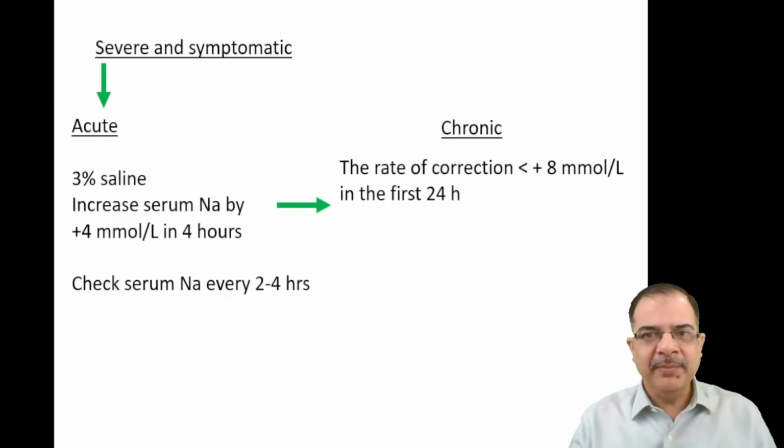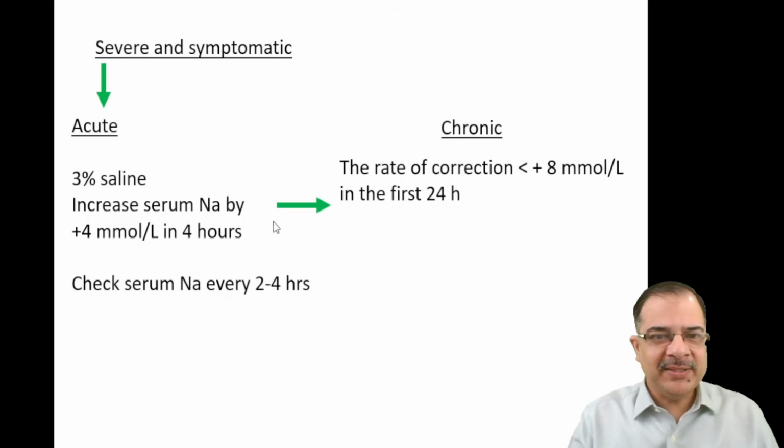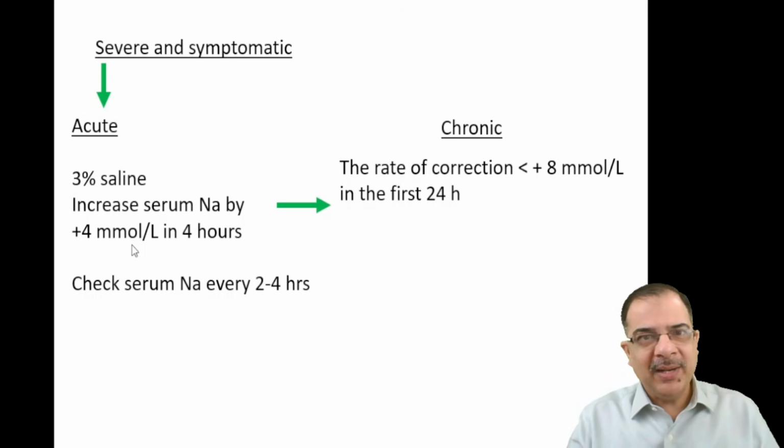So what does that mean? If a patient comes to us with chronic hyponatremia, in 24 hours we will correct the sodium by +8, maximum. And in this case, when the patient comes to us acutely, in the first 4 hours we'll increase the sodium by +4.